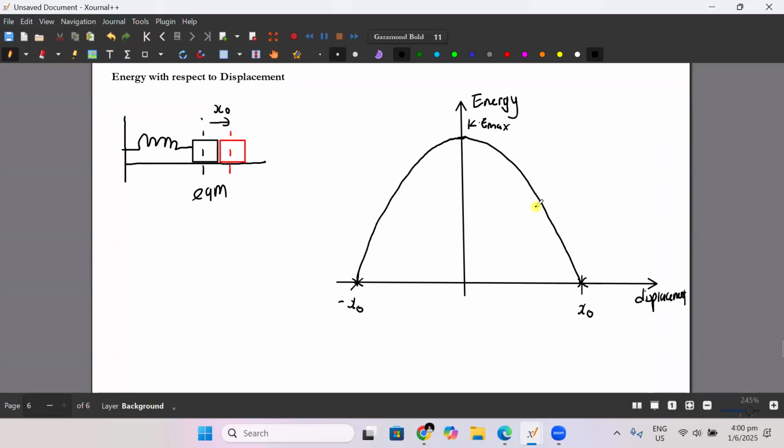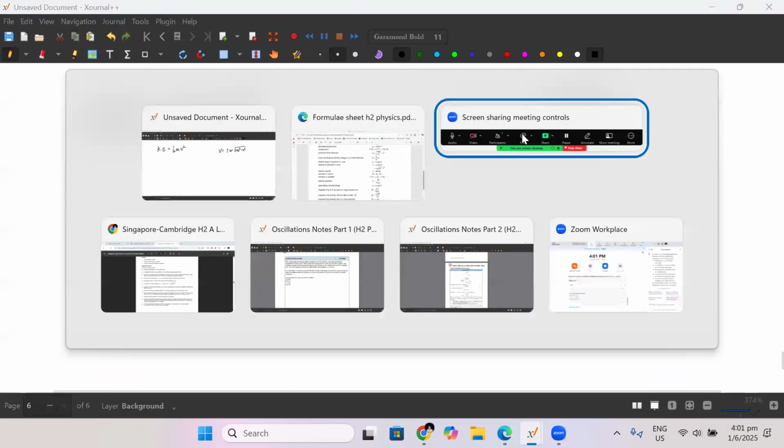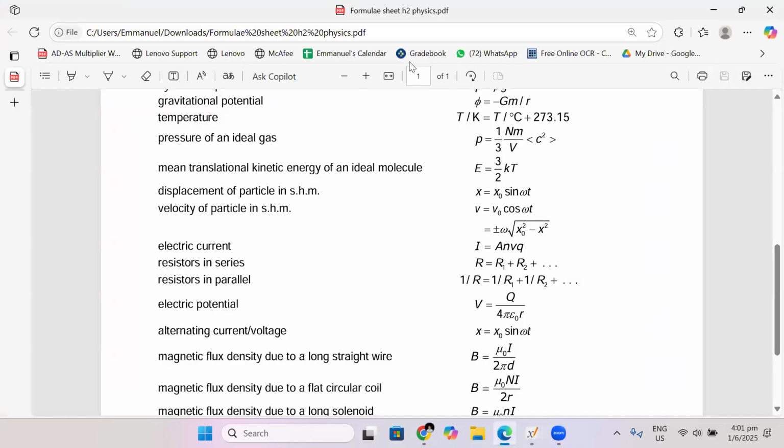Now let's do the hardcore proof. Quite easy. Trust. So KE is half m v squared. Then remember, we could actually sub in this formula, v is plus minus omega square root of x naught square minus x square. This one you don't need to memorize, but you have to know it's in the formula list. So let me just annotate where you can find it. There. So in exams, just pluck it out from here.